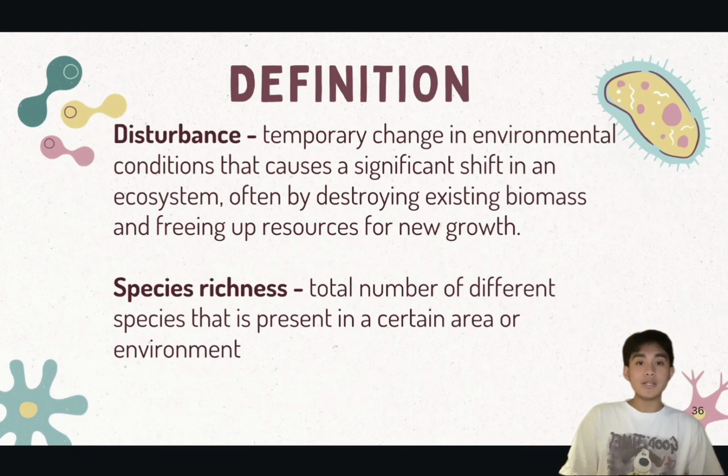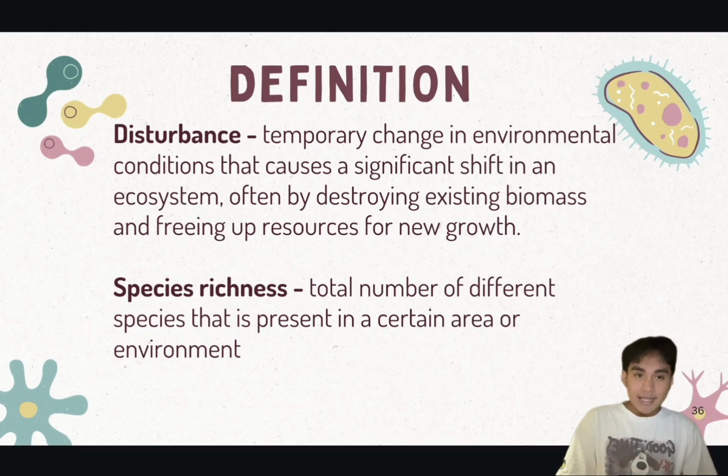Now, for our definition of terms. Disturbance: temporary change in environmental conditions that causes a significant shift in an ecosystem, often by destroying existing biomass and freeing up resources for new growth. Next is species richness, which I discussed earlier, which is the total number of different species that is present in a certain area or environment.